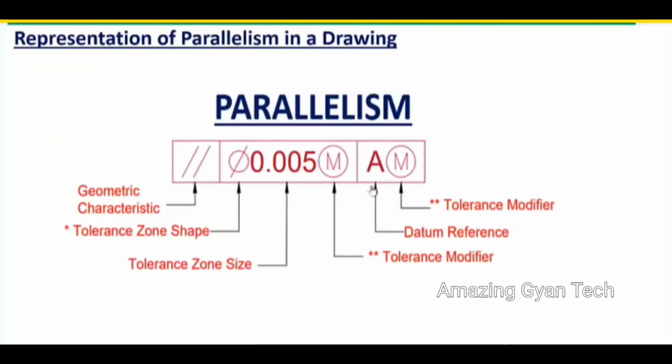So how we are going to read this one is, the feature for which this feature control frame is attached should be parallel with respect to A when the datum feature A is at maximum material condition, with a cylindrical tolerance zone of 0.005 when the feature is at maximum material condition. So this is the way how we are going to interpret from the drawing.